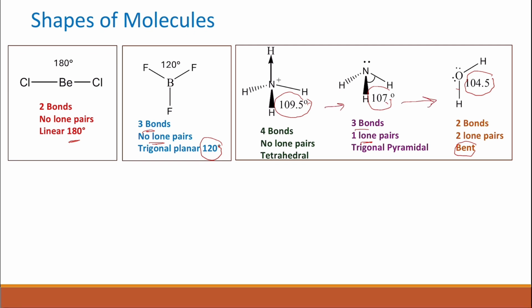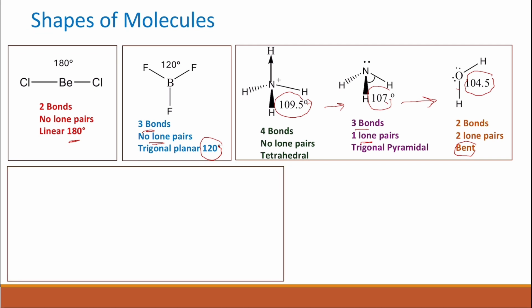This is because, as we said, the repulsion between lone pairs is higher than the repulsion between lone pair and bonded pair, which is more than the bonded pair repulsion. So the bonded pairs become closer to each other. This is why the bond angle decreases.